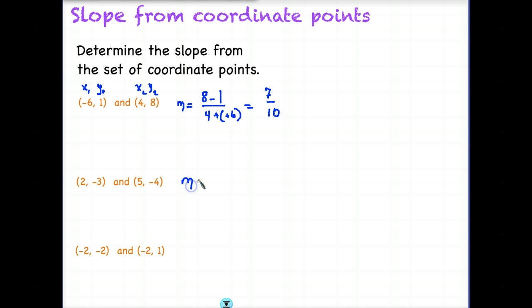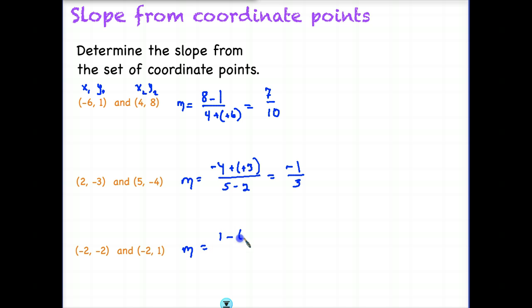All right, number 2. So again, I'll keep these as my y2 and my x2s, and I'll go with -4 minus a -3 over 5 minus 2. Okay, I have a double negative, so I'm going to turn this one into a plus and that one into a plus, and I'll get -1/3. There's my slope.